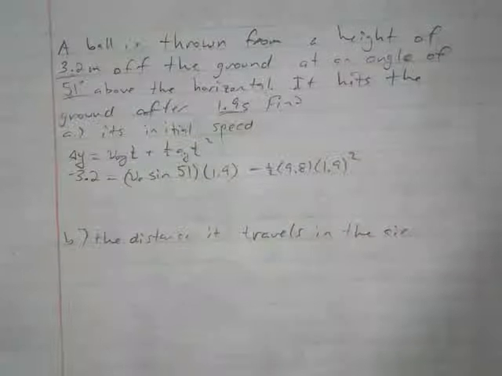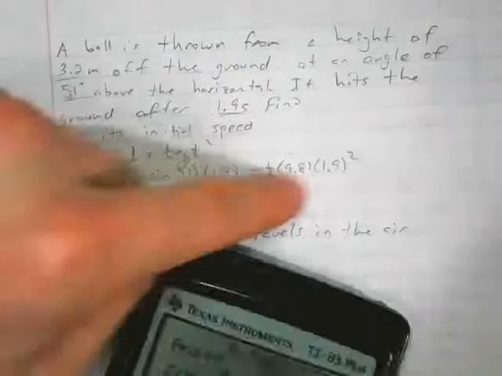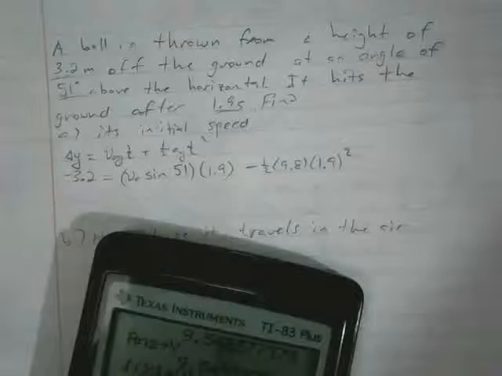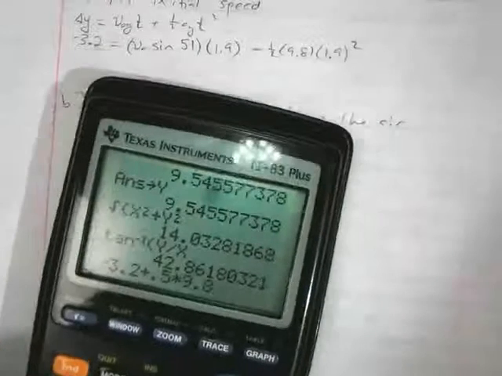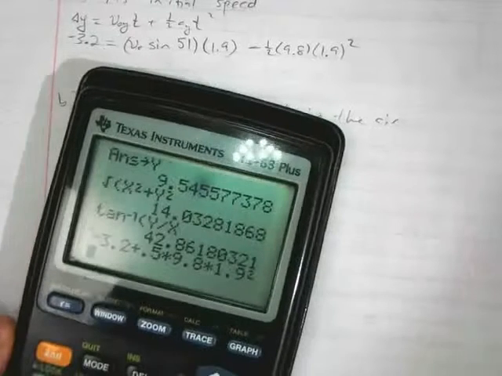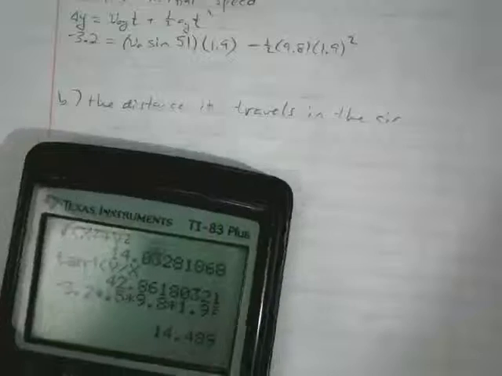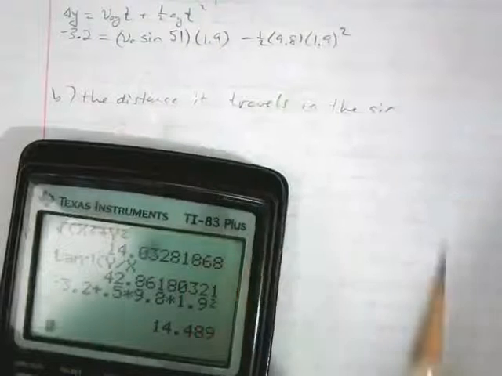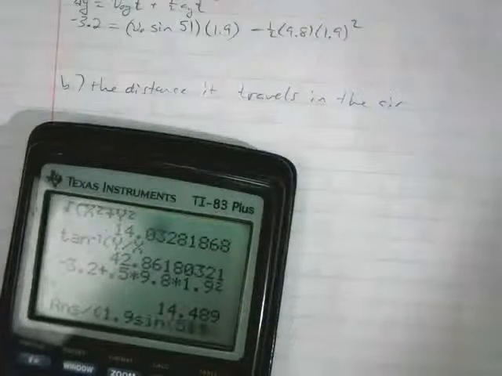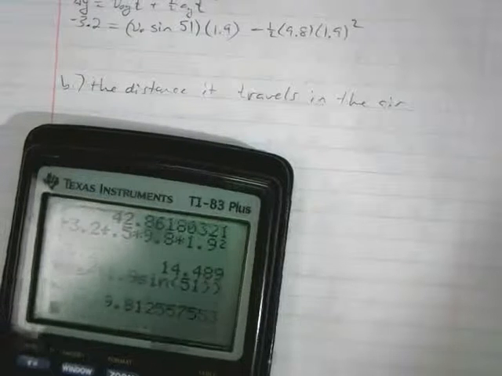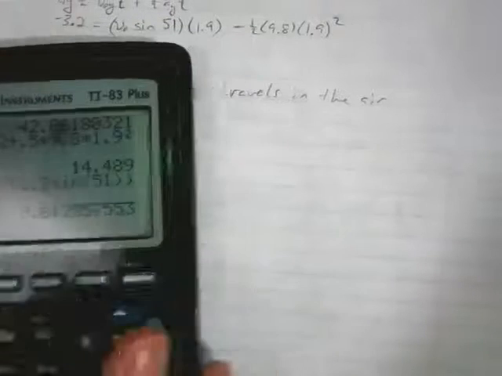So we can punch this into the calculator. We add this term to the other side, so we have negative 3.2 plus 0.5 times 9.8 times 1.9 squared. And then we're left with this. We need to divide out the 1.9 and the sine 51, so we divide by 1.9 sine 51. We get that our initial speed is 9.8 meters per second.